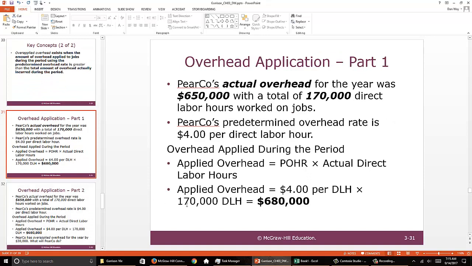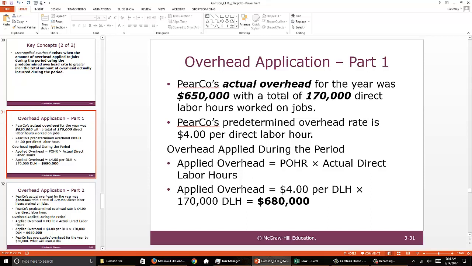So if we think of a quick example here, let's assume Perco's actual overhead for the year was $650,000 with a total of 170,000 labor hours worked on jobs. Perco's predetermined overhead rate is $4 per direct labor hour. So to come up with overhead applied during the period, and we looked at this in Chapter 2, it's just our predetermined overhead rate times our actual activity. So in this case, it's the $4 per direct labor hour rate times 170,000 direct labor hours for a total of $680,000.